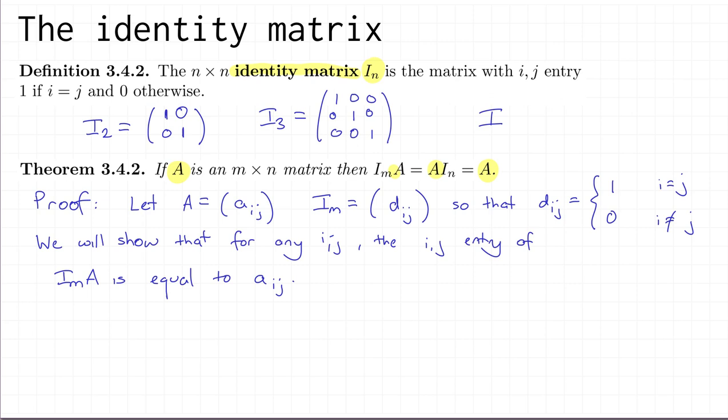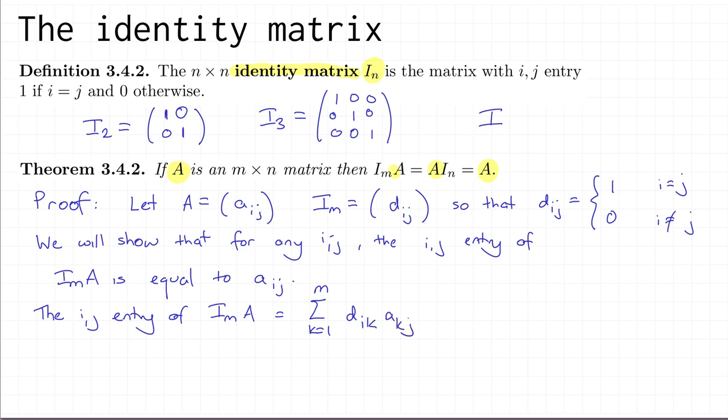We've got to use our formula for matrix products. So the ij entry of a matrix product Im times A is the sum from k equals 1 to m. Since we are multiplying the square m by m matrix Im into A, and m is the number of columns of Im and the number of rows of A, then we should have the ik entry of our identity matrix, so dik, times the kj entry of A, so akj.